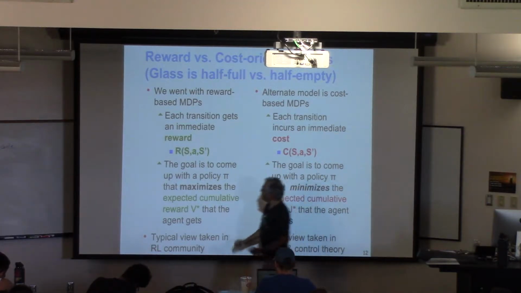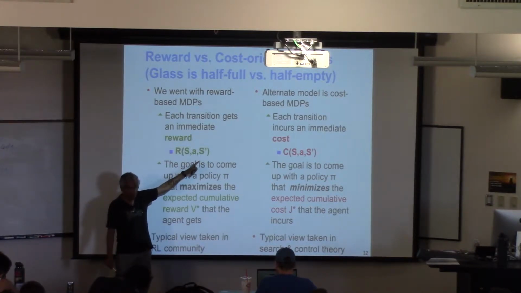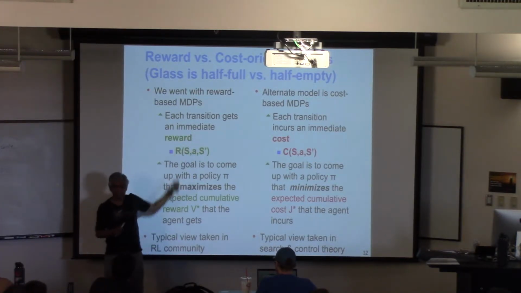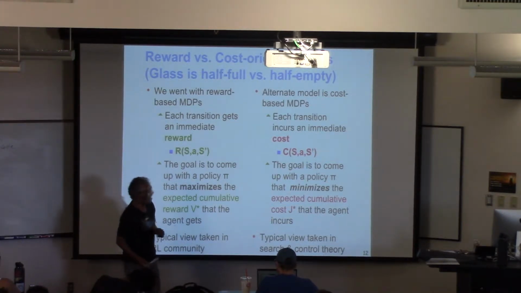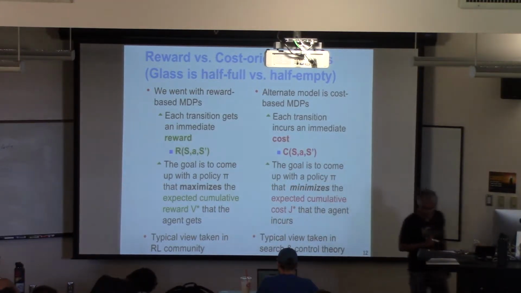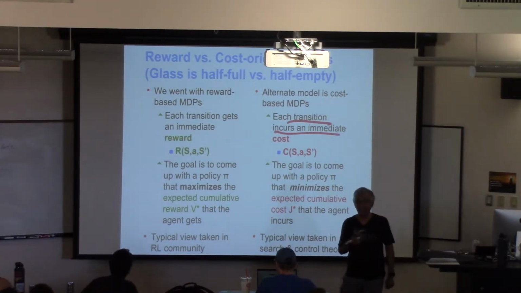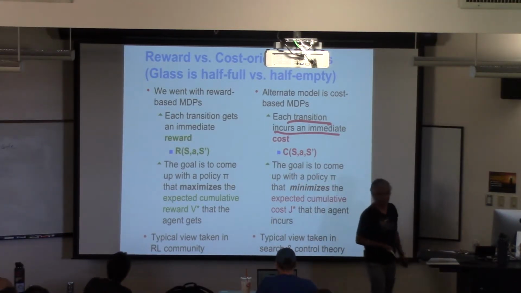So you could model MDPs this way in terms of R(s,a,s'). For each transition, you get a reward. What a good boy, give some money. And if you are getting bad, it's not actually a good boy reward. If I'm yelling at you, then I say I'm getting negative reward. Negative reward is positive cost. The alternate model is cost-based MDPs, where each transition incurs an immediate cost, which again in most general cases would be C(s,a,s').